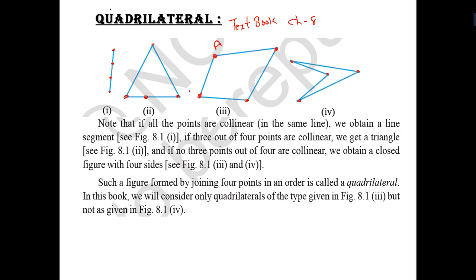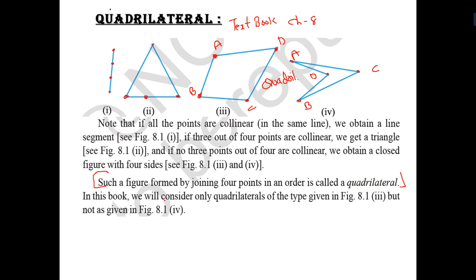We will name it A, B, C, D. Again A, B, C and D. We obtain a closed figure, that is the third and fourth. So both figures we can name a quadrilateral. Such a figure formed by joining 4 points in order is called a quadrilateral. The definition: a figure formed by joining 4 points, where no 3 of the points are collinear.